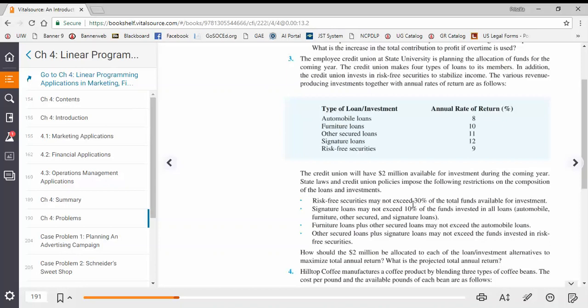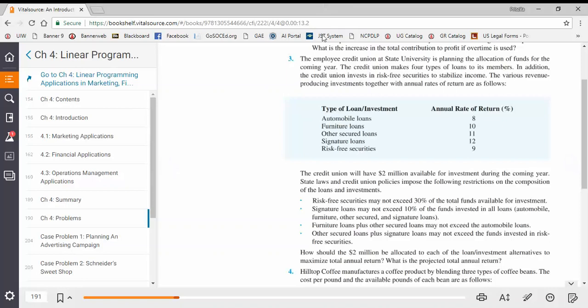So you're going to do the 100% minus the 10%. So you're going to have 90% for signature loans minus everything else, 10% for the others. And then that's how the numbers are showing on your template. You just have to go ahead and put everything in Solver.